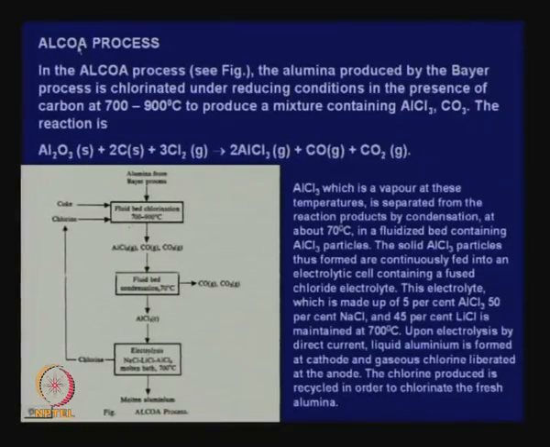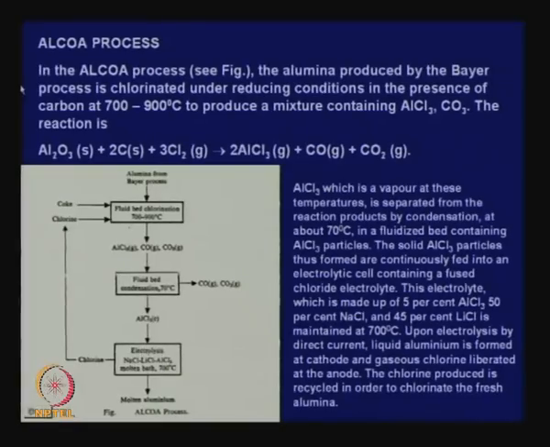The most important development that was announced about 15 years ago, and people thought that is the solution, but it did not prove to be so, is the Alcoa process. Alcoa, the Aluminum Company of America, is a very big aluminum company. In this process, the idea is to abandon alumina in cryolite electrolysis.